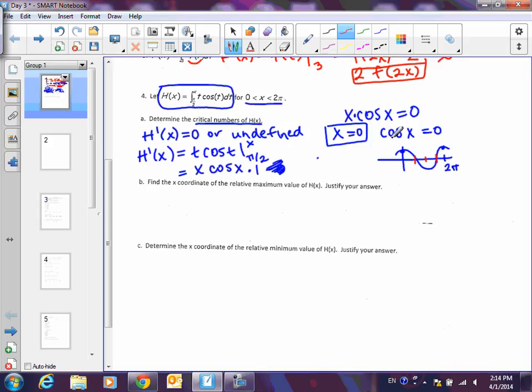So if I want to know where cosine x is equal to 0, it's these x-intercepts right here. In other words, what's the x value so that the y value is 0? That would be x equals pi over 2 and x equals 3 pi over 2.